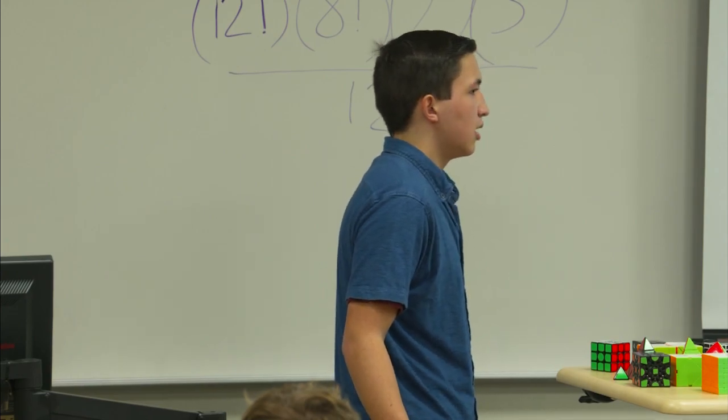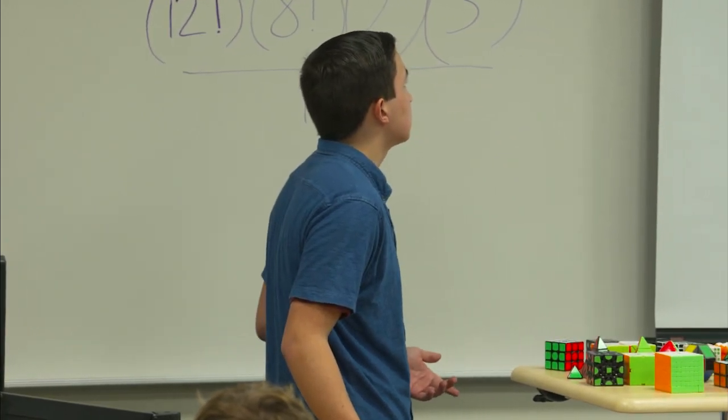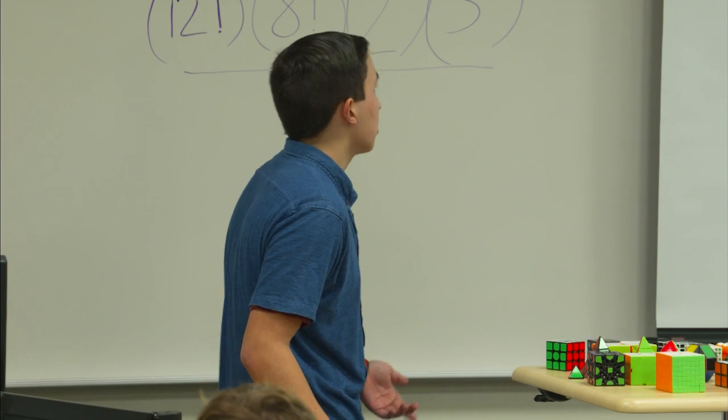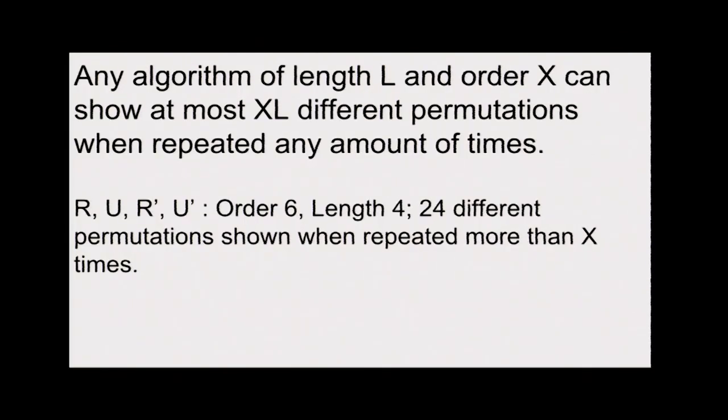So let's take a look at an example here. R U R' U'. Let's go back to that one. So it has an order of 6 and a length of 4.